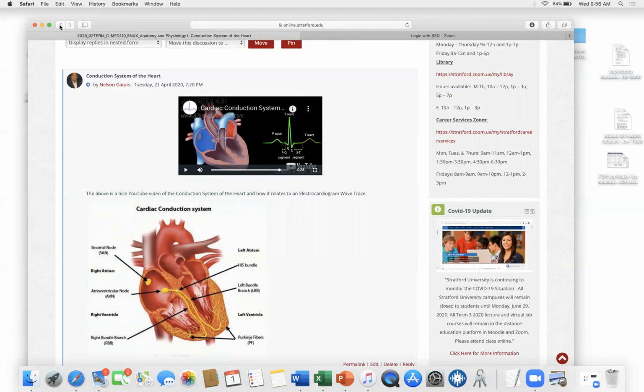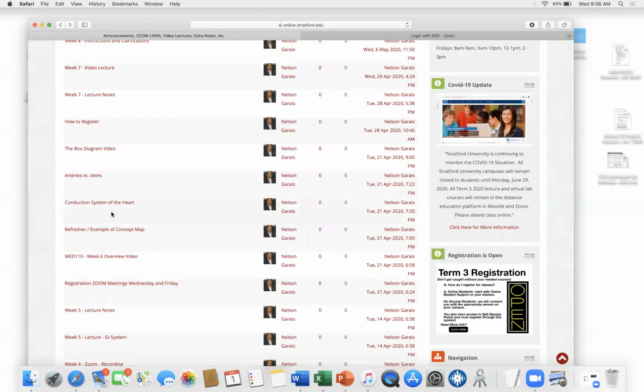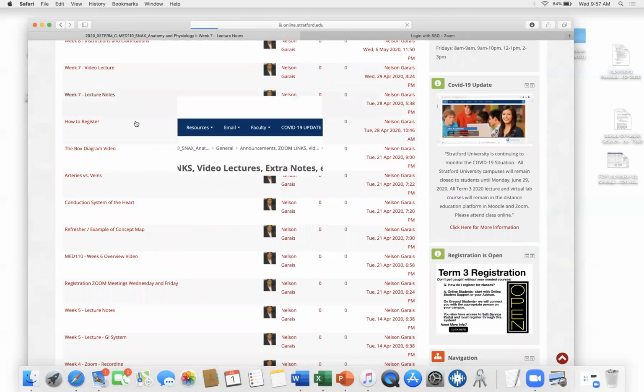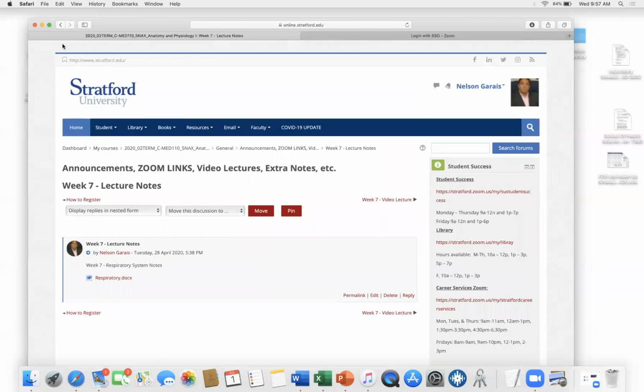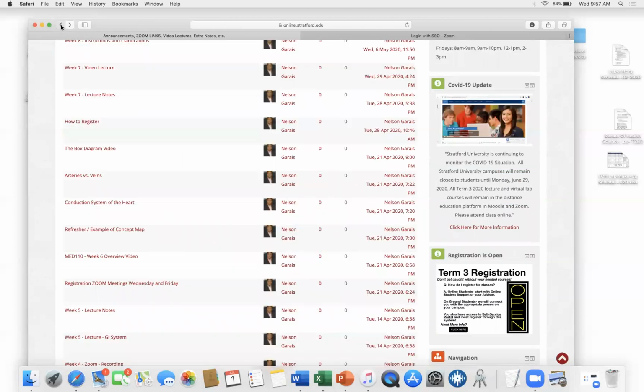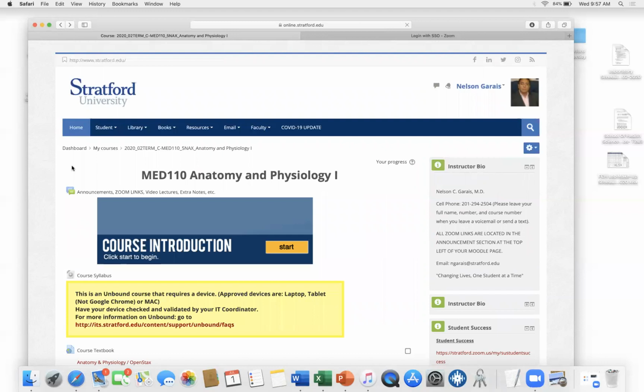So let's see what else. Conduction system of the heart, we went through. Arteries versus veins, yep. Box diagram. And let's see if I have any notes. Oh, that's respiratory. Let's go back to our main page just to make sure that we went over everything about the heart.